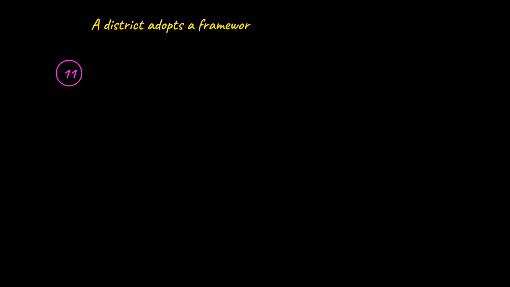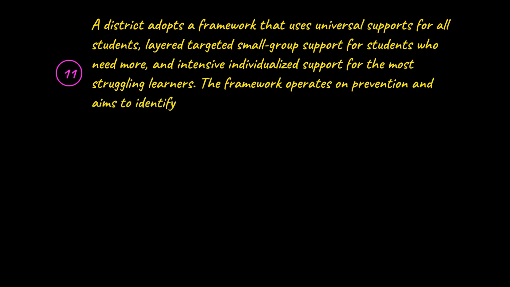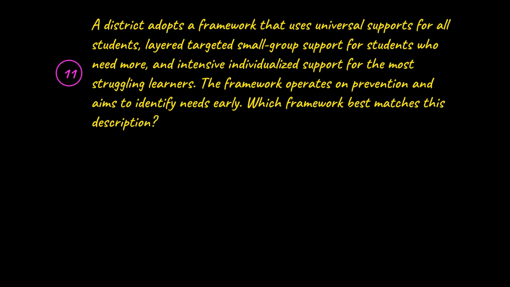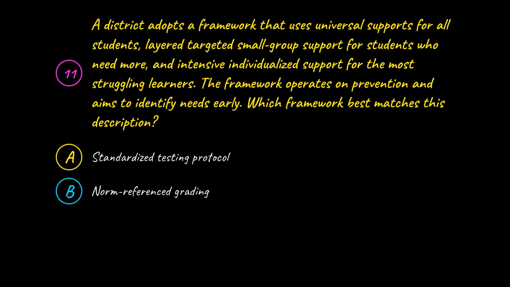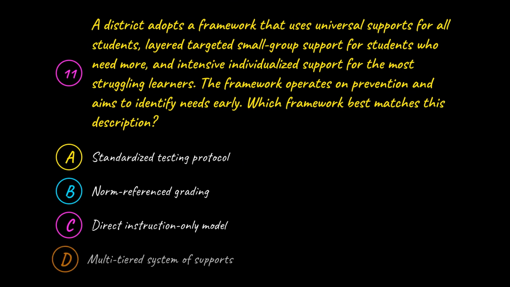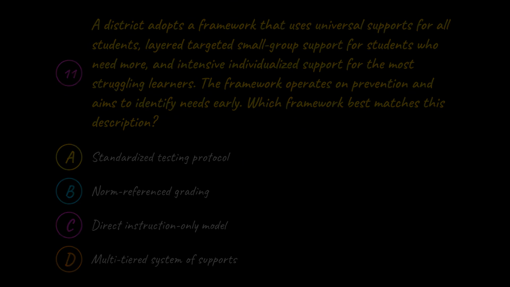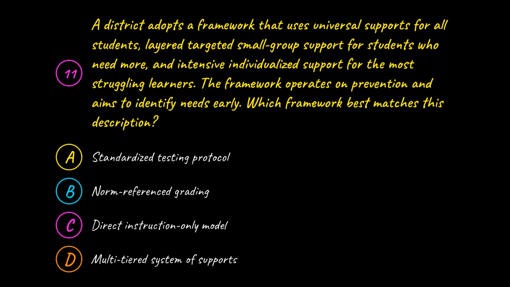Question 11. A district adopts a framework that uses universal supports for all students, layered, targeted small group support for students who need more, and intensive, individualized support for the most struggling learners. The framework operates on prevention and aims to identify needs early. Which framework best matches this description? Your options are A. Standardized testing protocol, B. Norm reference grading, C. Direct instruction only model, D. Multi-tiered system of supports. Before I reveal it, which one do you think is right?